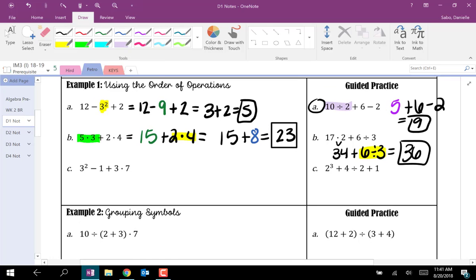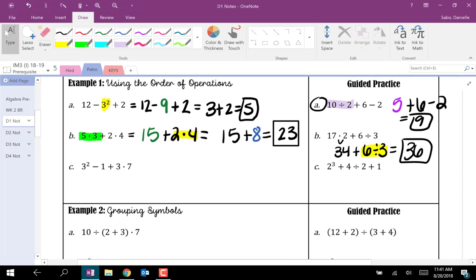Good. Okay. Do you have questions on this part? Because I'm going to move on unless you feel like we need more practice. Can you at least tell me what I would do first for C? The exponent? Yeah, the exponent right here. That's what I would do first in this situation.